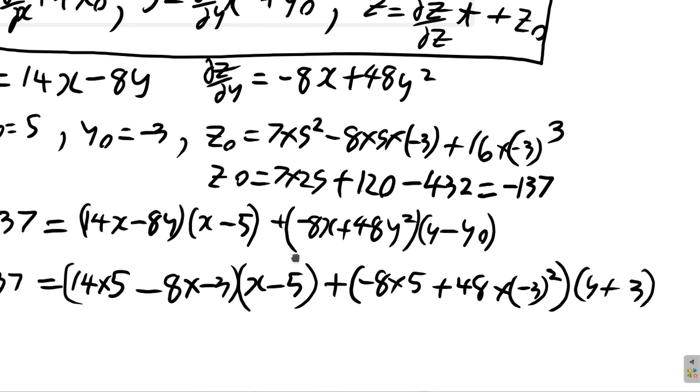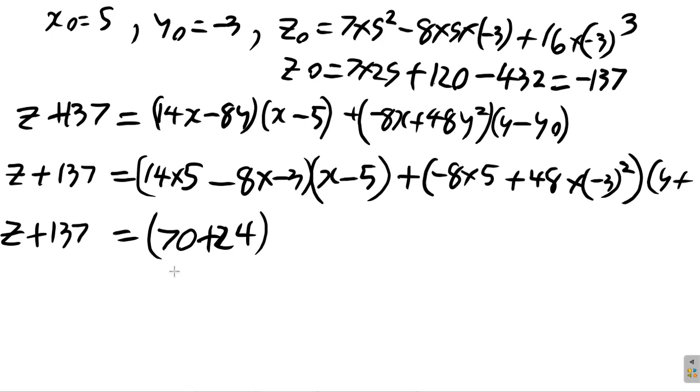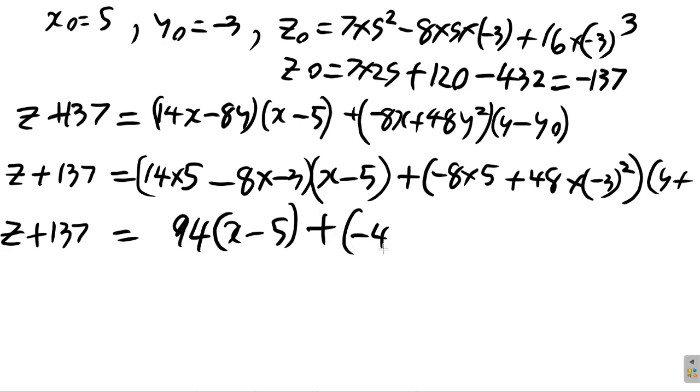Okay, so we have z plus 137 is equal to, and then I'm going to work this out after. 14 times 5 is going to be 70 plus 8 3's, 24 when you work it out. 70 plus 24 is 94, so I could just write 94 here, times x minus 5, plus negative 8 times 5, this is negative 40, minus, this is going to be 3 cubed, 27, 27 multiplied by 48 gives us 1296, times y plus 3.